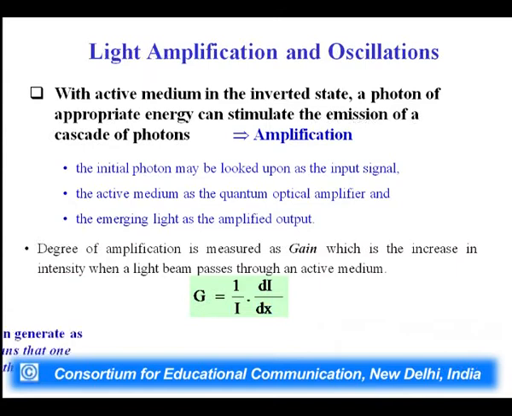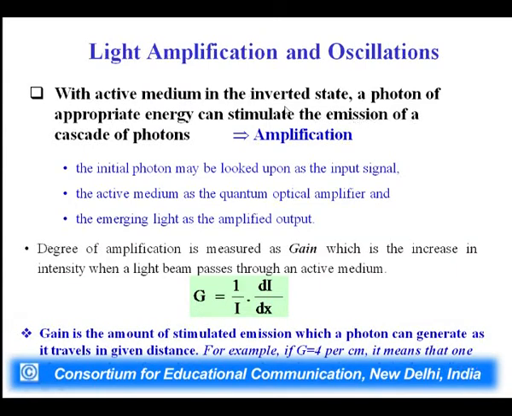Light amplification and oscillations. With the active medium in the inverted state, a photon of appropriate energy can stimulate the emission of a cascade of photons, that is the amplification of the light. The initial photon may be looked upon as the input signal, the active medium as the optical amplifier, and the emerging light as the amplifier output. The degree of amplification is measured by the gain, which is the increase in the intensity when the light beam passes through the active medium. Then G is equal to 1/I times dI/dx.